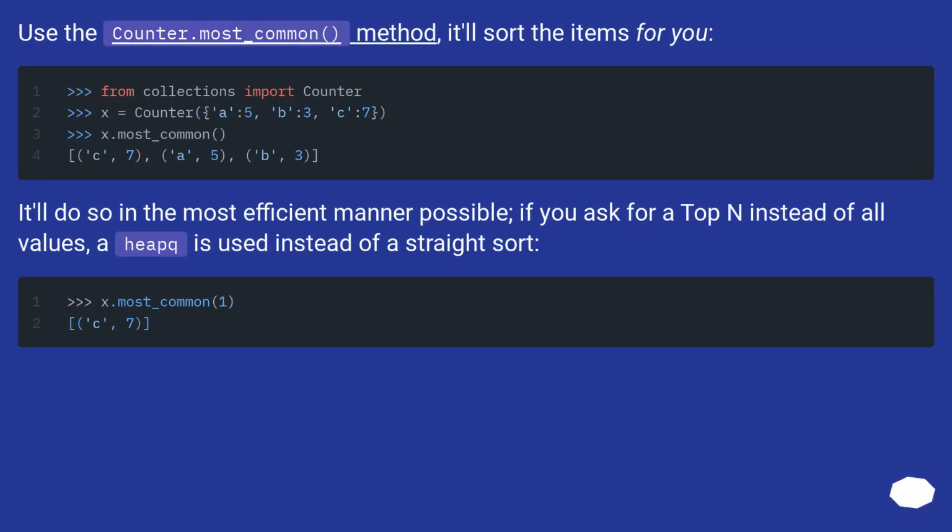Use the counter.most_common method, it'll sort the items for you. It'll do so in the most efficient manner possible. If you ask for a top n instead of all values, a heap is used instead of a straight sort.